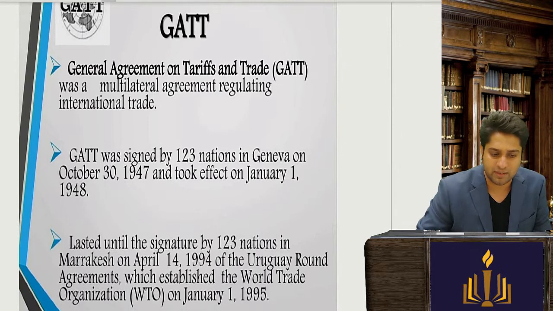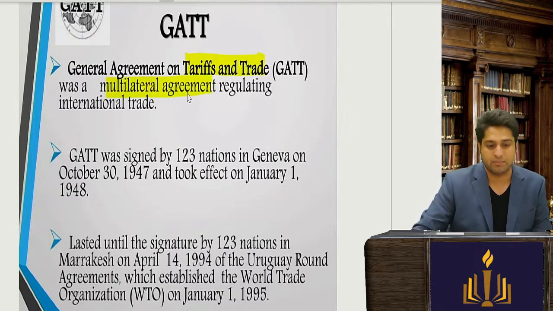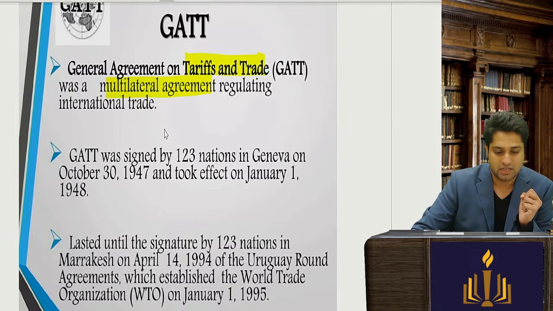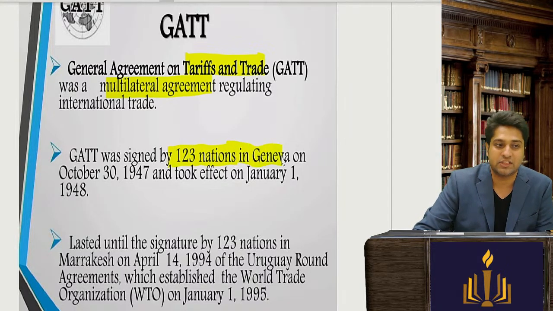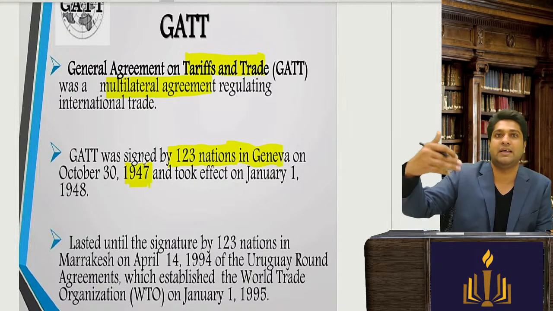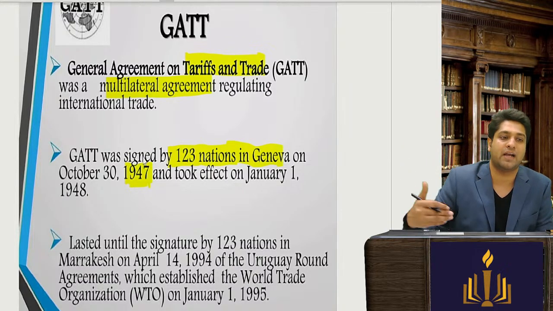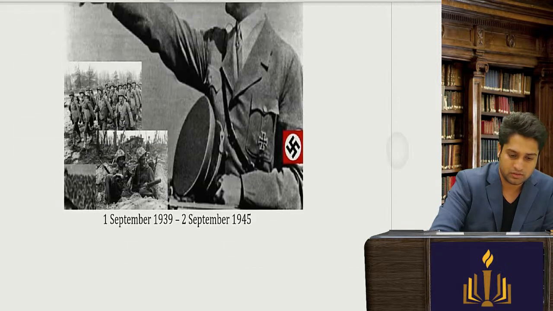The General Agreement on Tariffs and Trade was a multilateral agreement. When I say multilateral, it means multiple countries had signed this. Approximately 123 countries signed the GATT in Geneva. So in 1945 the World War ended, and in 1947 the GATT was introduced.